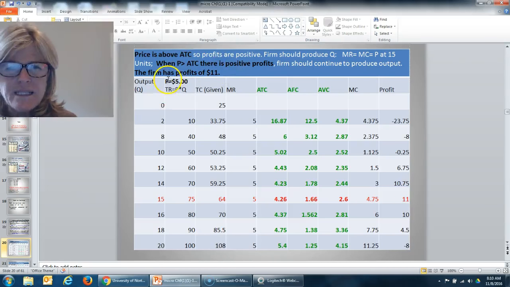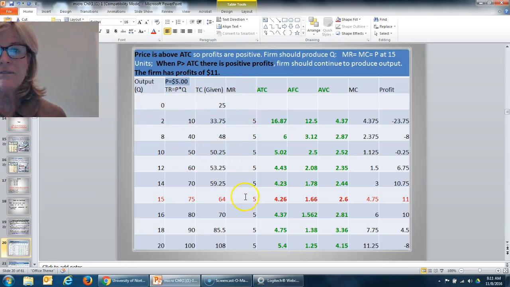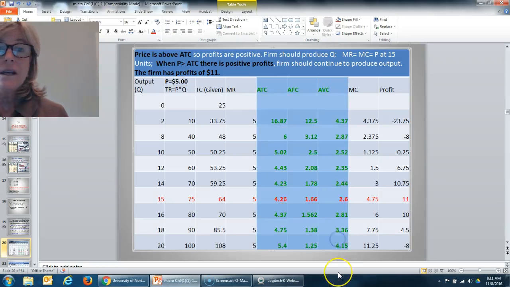We have output here. Price, so we get total revenue. There's my total cost, so here's my marginal revenue. And now we've also put in average total, average fixed, and average variable in there. We put those in as additional information. And marginal cost and profit.